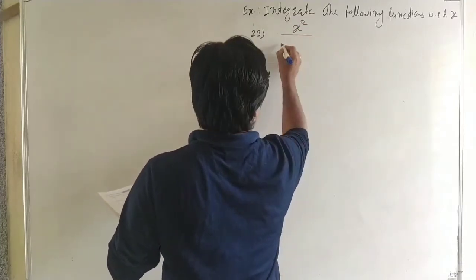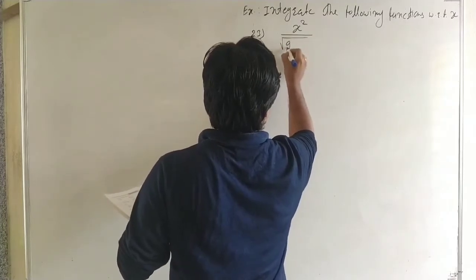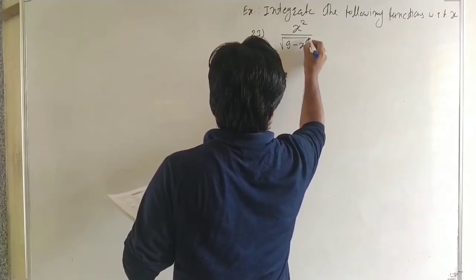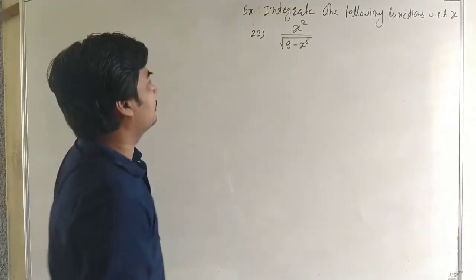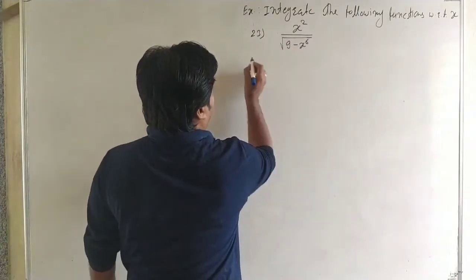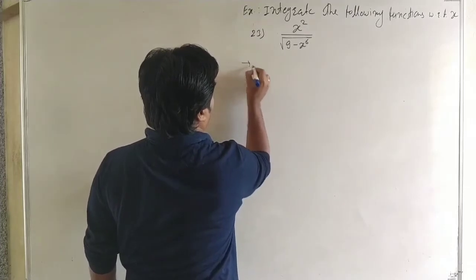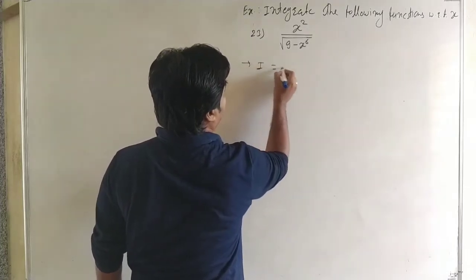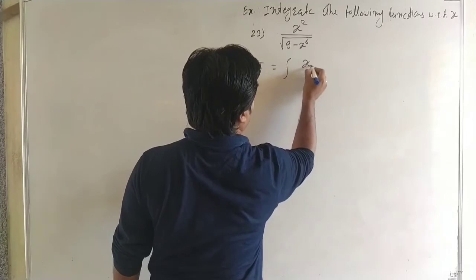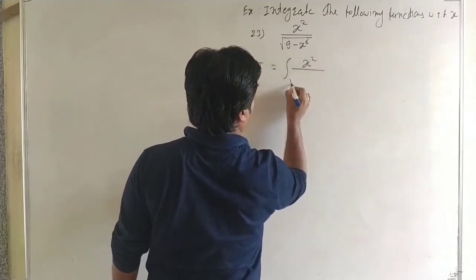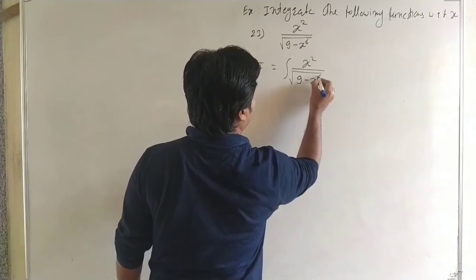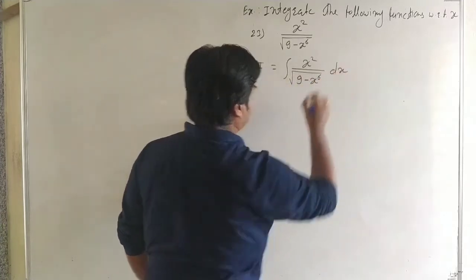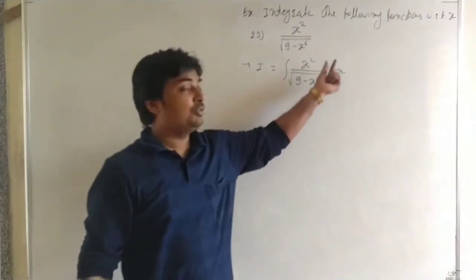x square upon under root 9 minus x to the power 6. Okay. Here, now integration, it is x square upon under root of 9 minus x to the power 6 with respect to x. Integrate this function with respect to x.